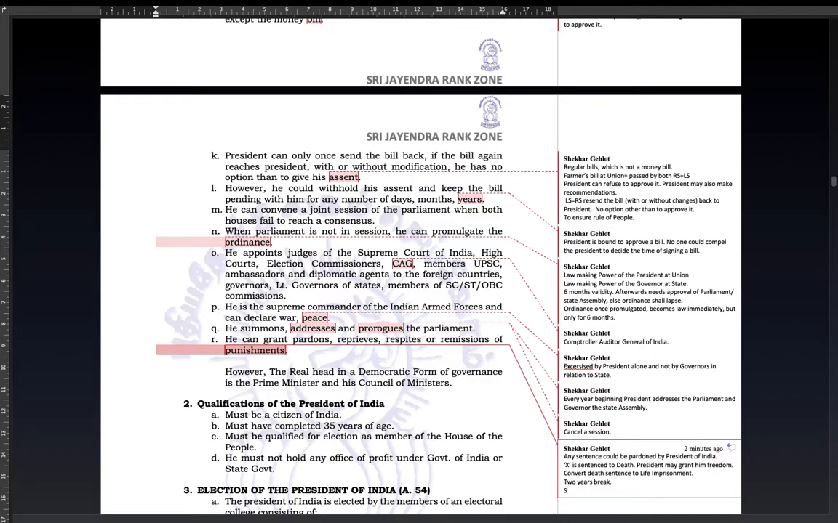Similar power is enjoyed by the governor of a state, other than the death penalty.